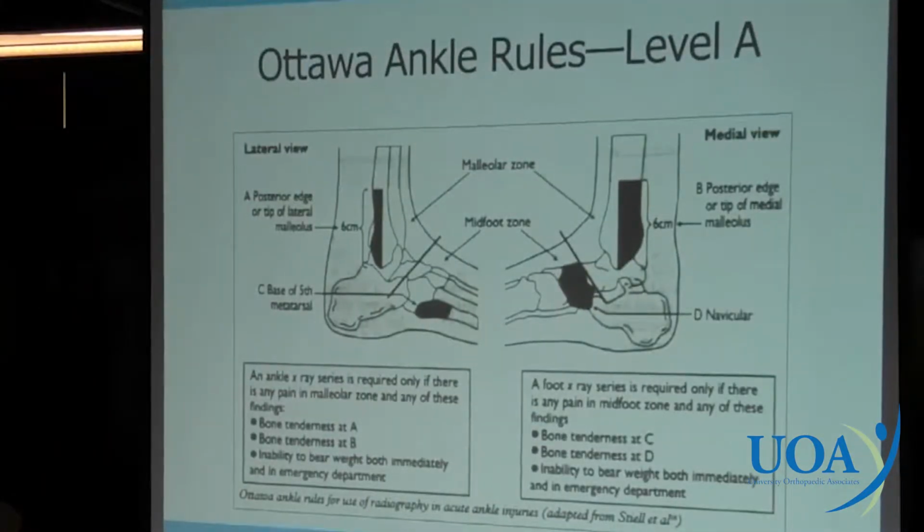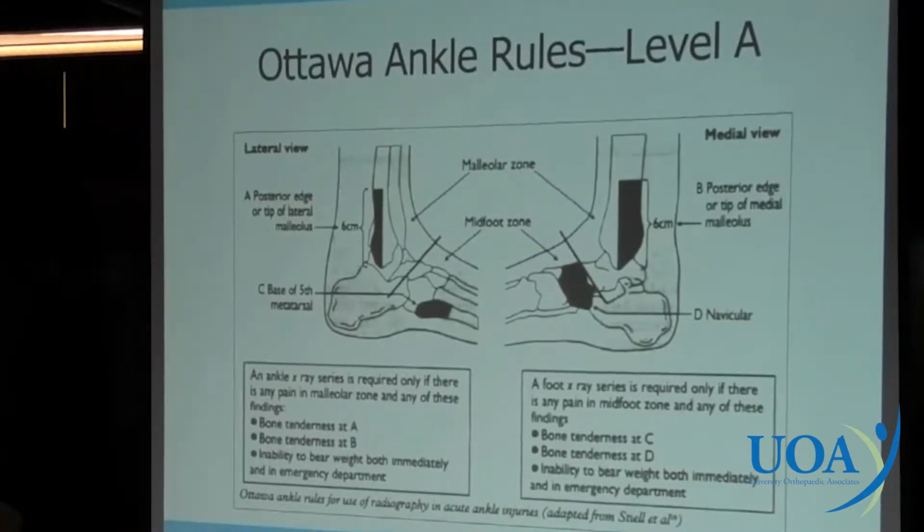So there are the Ottawa ankle rules, which I'm sure you're all familiar with, which is a way to try to filter through some of these ankle injuries and determine who really needs an x-ray, i.e. who should be sent to the orthopedist for an x-ray, and who really doesn't need one. If someone has bony tenderness on their fibula, bony tenderness on the medial malleolus, or they're unable to bear weight immediately after the injury, or when they get to the emergency room, that's probably someone who should get an x-ray.